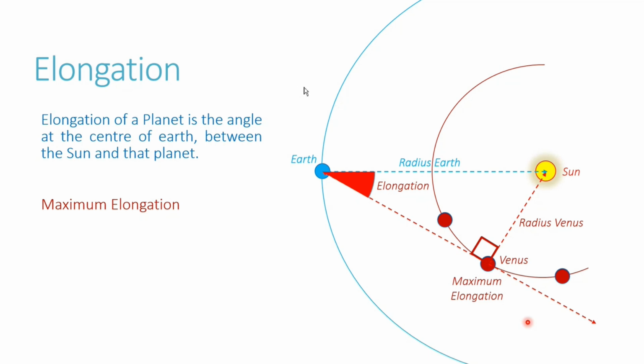Student: But they have two conjunctions, right? Two conjunctions for inferior planets. Yes, beta, that's right. They will have two conjunctions. One conjunction will be when the planet is in between the Sun and the Earth. The other conjunction will be when the Sun is in between the planet and the Earth.